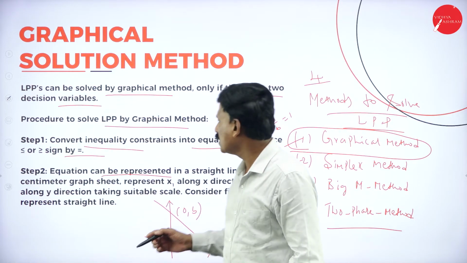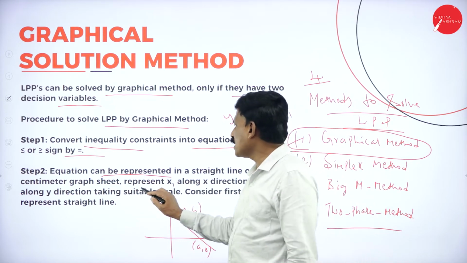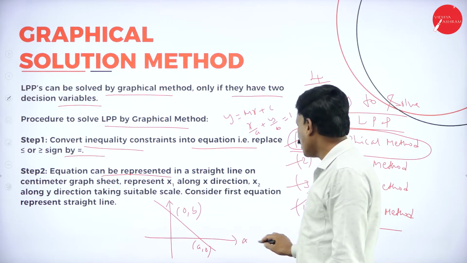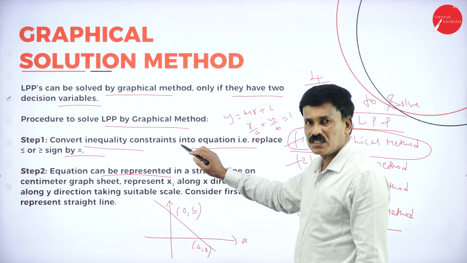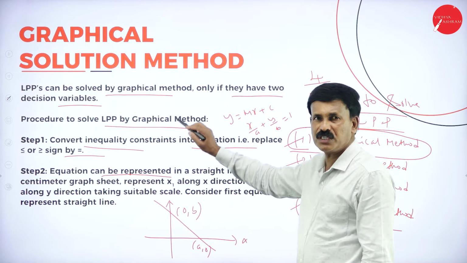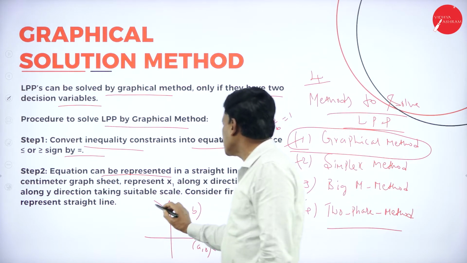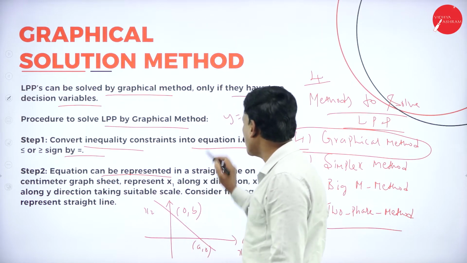The equation can be represented as a straight line on the centimeter graph sheet, representing x1 along the x-axis and x2 along the y-axis, or x along the x-axis and y along the y-axis.